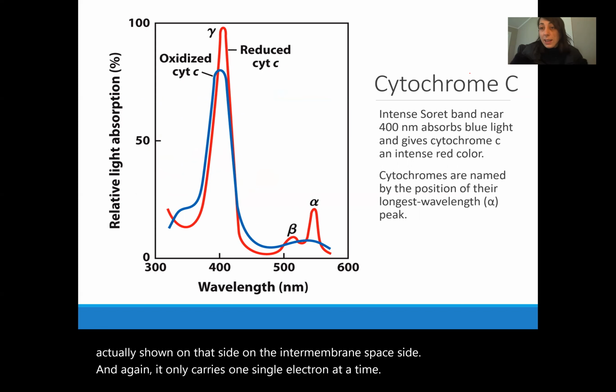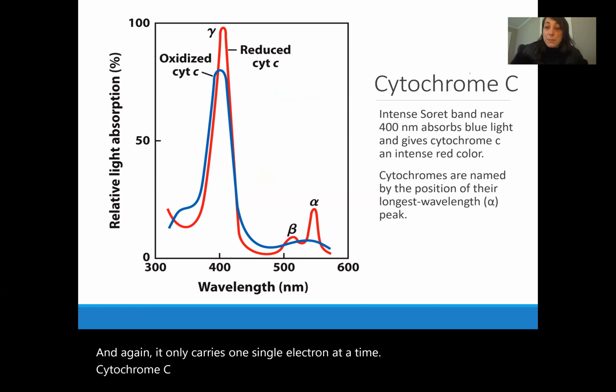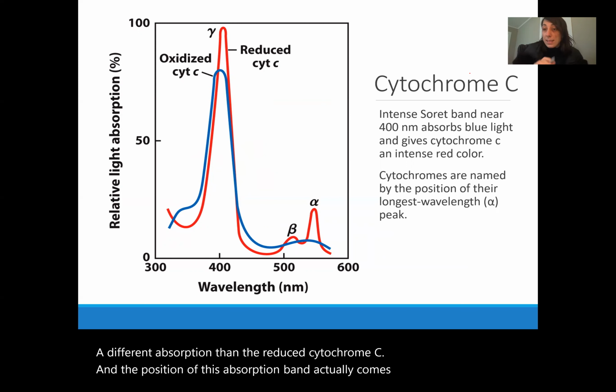Cytochrome Cs are named actually based on their wavelength. And one way to tell if it is bound to an electron is via its absorption. So oxidized cytochrome C has a slightly different absorption than the reduced cytochrome C. And the position of this absorption band actually gives it its name.